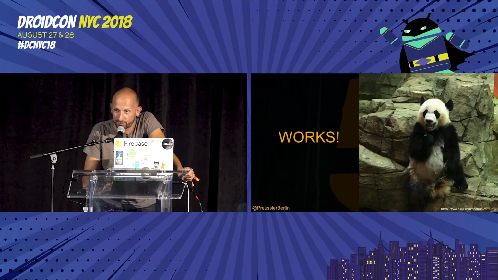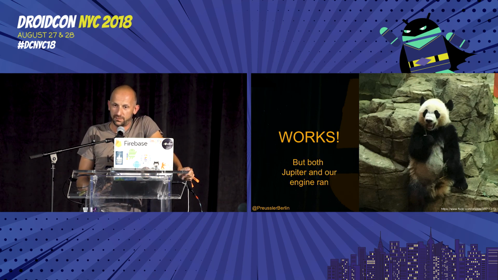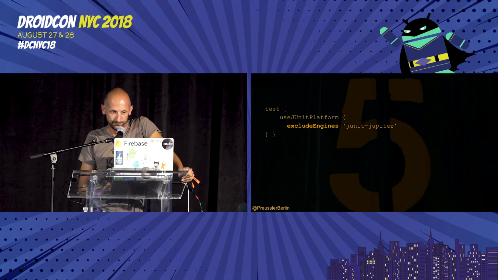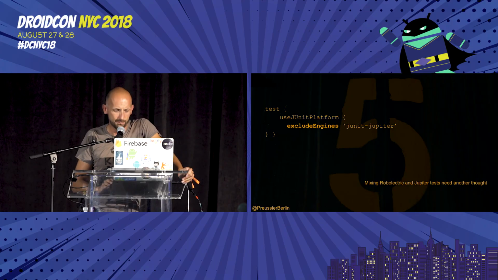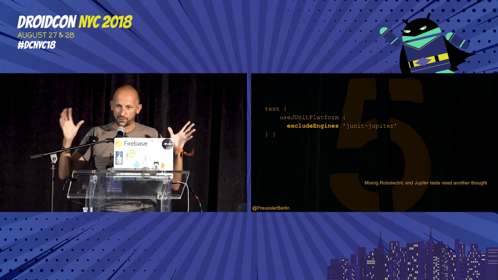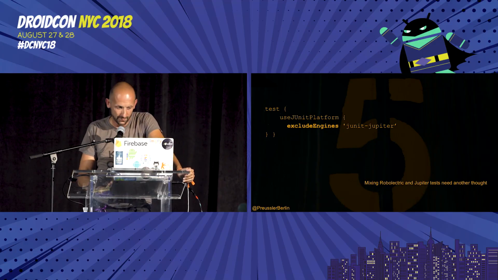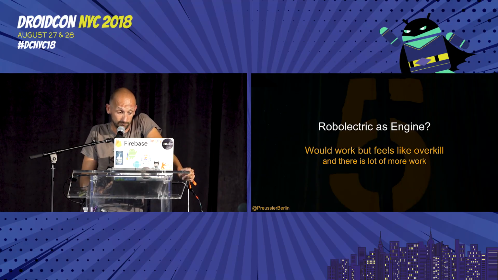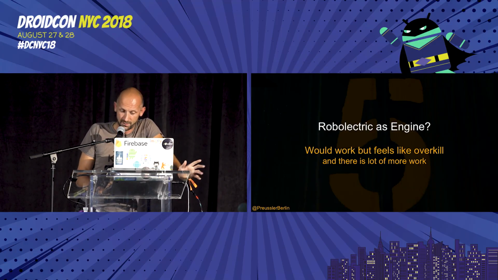I could run a Robolectric class on JUnit 5. And then the Jupiter engine ran and did the same thing and failed, of course. So Jupiter ran twice, my test engine and the original one. Which is not an issue, you can exclude it. Which brings you to new issues, because what if you have Robolectric and normal JUnit 5 tests? Make sure that your engine can support both. So Robolectric as an engine, would it work? It would, I think so.